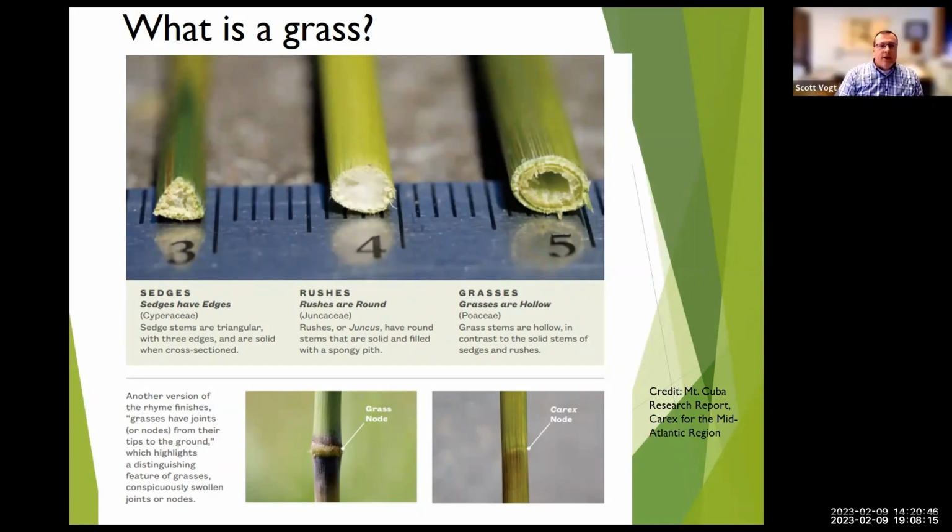Sedges have edges, the triangular shape there. The rushes have more rounded stems with a kind of spongy pith center, but grasses are hollow and have nodes throughout along the stem of the plant.